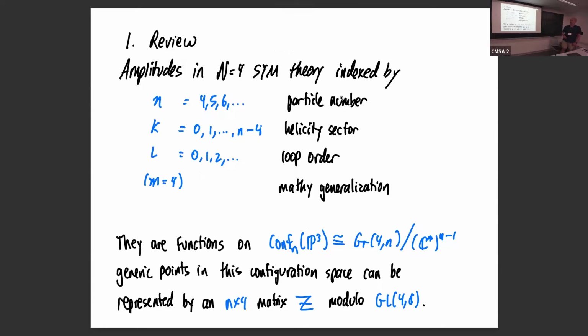Okay, so lightning review. This has already been set up, but amplitudes in n=4 Yang-Mills theory are indexed by, first of all, certain integers. N labels the particle number, K labels the helicity sector, L labels the loop order, and then there's a purely mathy generalization that has no analog in physics, but the mathematicians like to introduce because then they can play various related games. There's this M parameter, which is always equal to 4 in physics and everywhere in my talk. So throughout the rest of my talk, any place you see a 4, it should be M, and any place you see a 3, it should be M-1.